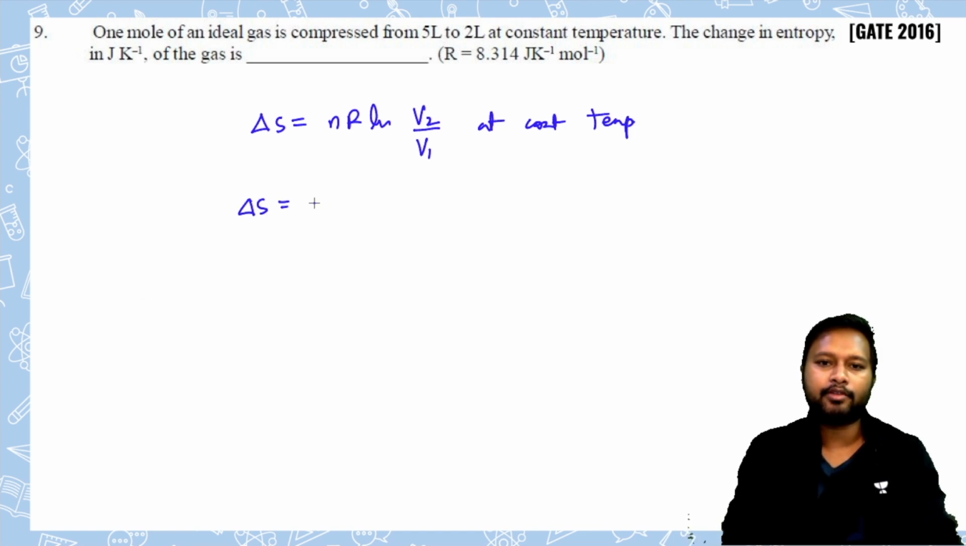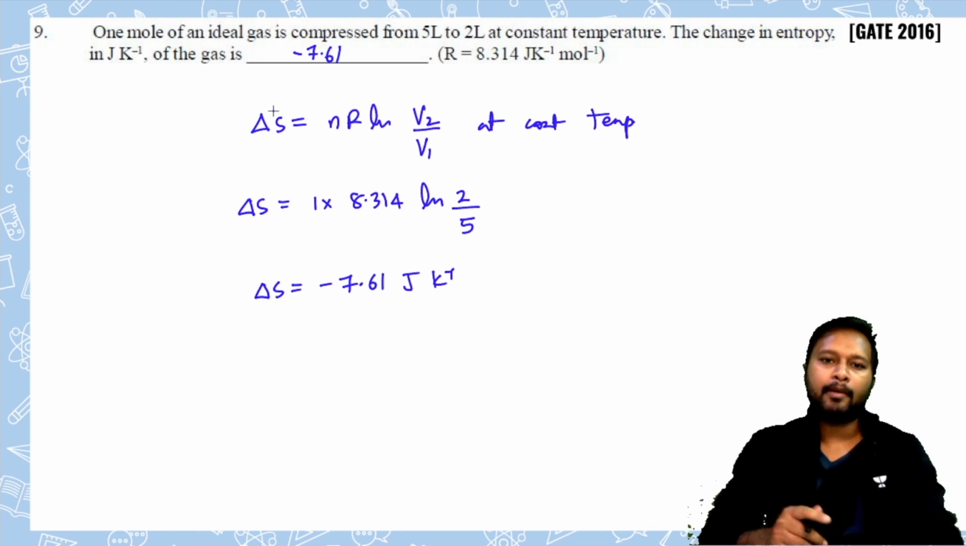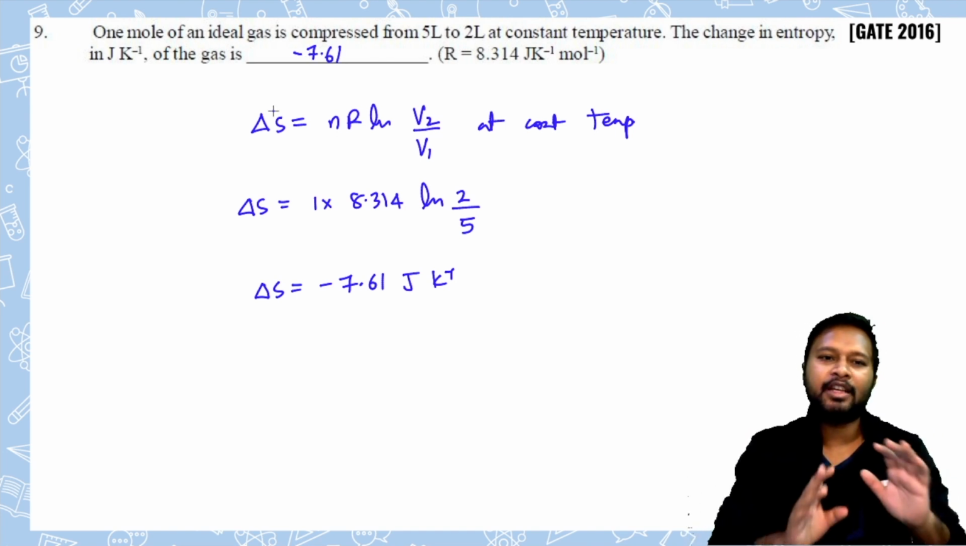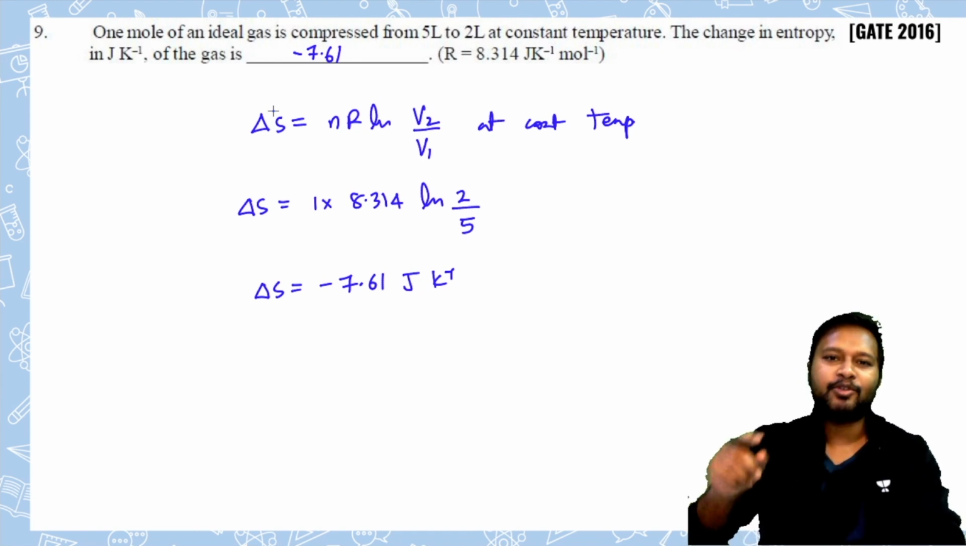So delta S is equals to, the total number of moles is 1, R value is 8.314, you have ln final volume is 2, initial volume is 5, because this is compressed from 5 to 2, so final is smaller, initial is more. Just divide and solve, and delta S you will get as minus 7.61 joules per Kelvin. So the answer will be minus 7.61. That's how it will be done. Pretty simple, one marker question, and in GATE 2016, that's how it will be done. Let's go for the next one then.